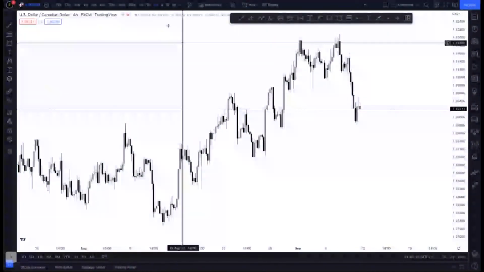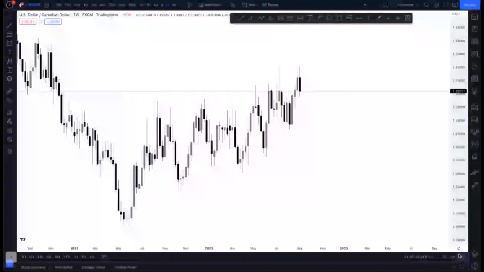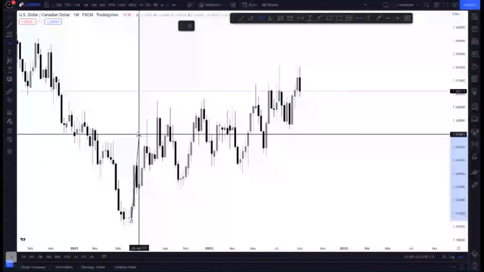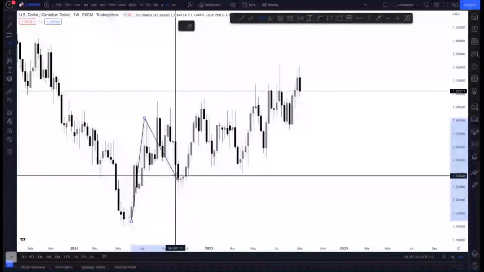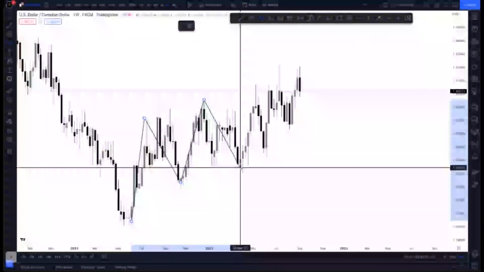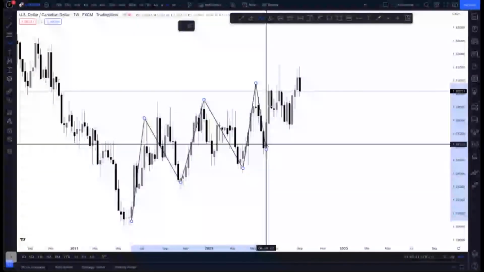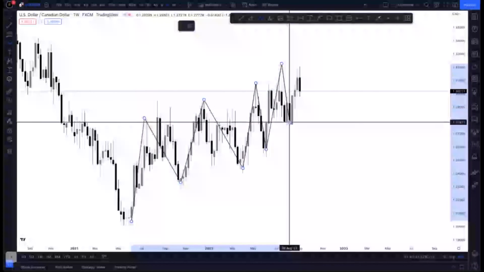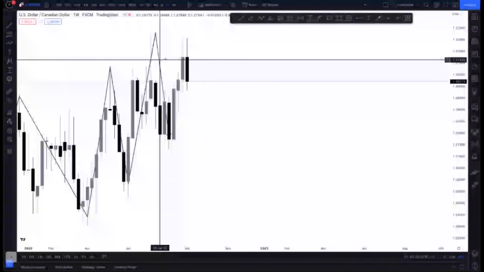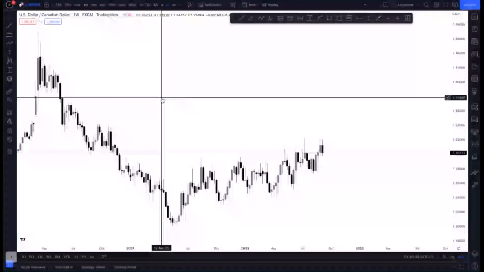Moving on to the next pair, we have the USDCAD. Okay, USDCAD, coming from our weekly time frame. We can clearly see on our weekly time frame very rough price action here. We had a higher high, a higher low, a higher high there, a higher low, a higher high there, and a higher low. Okay, so on the USDCAD, we are in a bullish trend.